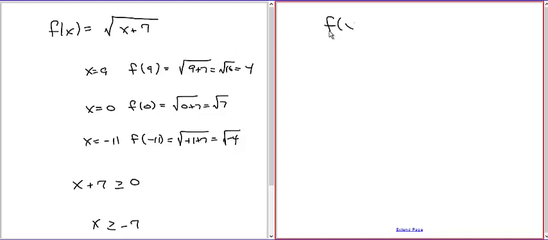Let's say f of x equals the square root of 3 minus x. So you use the same thought process. 3 minus x has to be greater than or equal to 0. So we subtract 3 from both sides. Anytime you add or subtract something, the inequality stays the same direction. So negative x has to be greater than or equal to negative 3.